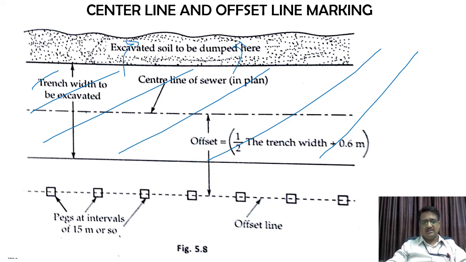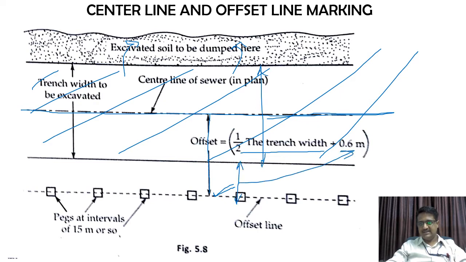For this reference, this center line which is there, we have this offset line created. This dotted line is nothing but the offset line, and at what distance is it? It is half the trench width, that is 0.5 into the width of the entire trench, plus 0.6 meters. So this is how your particular center line and offset line marking will be there. And these are nothing but the pegs, at intervals of 15 meters or so, for reference.